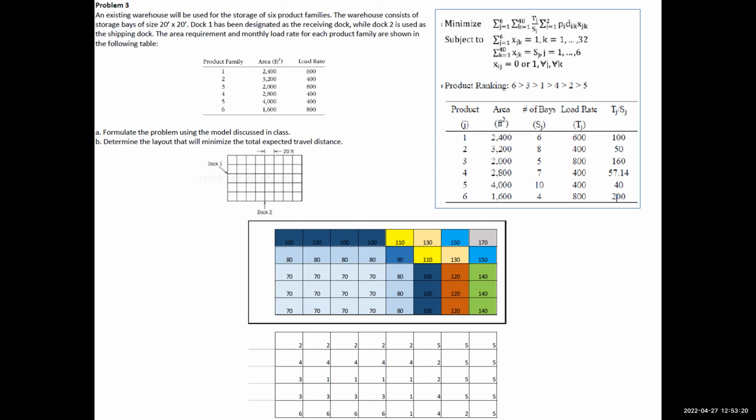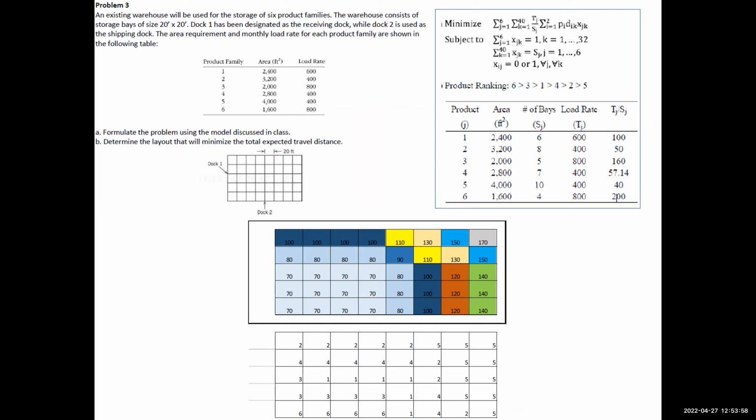Dock 1 has been designated as the receiving dock, while dock 2 is used for shipping. You have the location of dock 1 and dock 2 in the figure under question B. Dock 1 is on the left side, dock 2 at the bottom. There is a requirement, and the monthly load rate for each product family is shown in the table. Those are the T values, Tj, for each product.